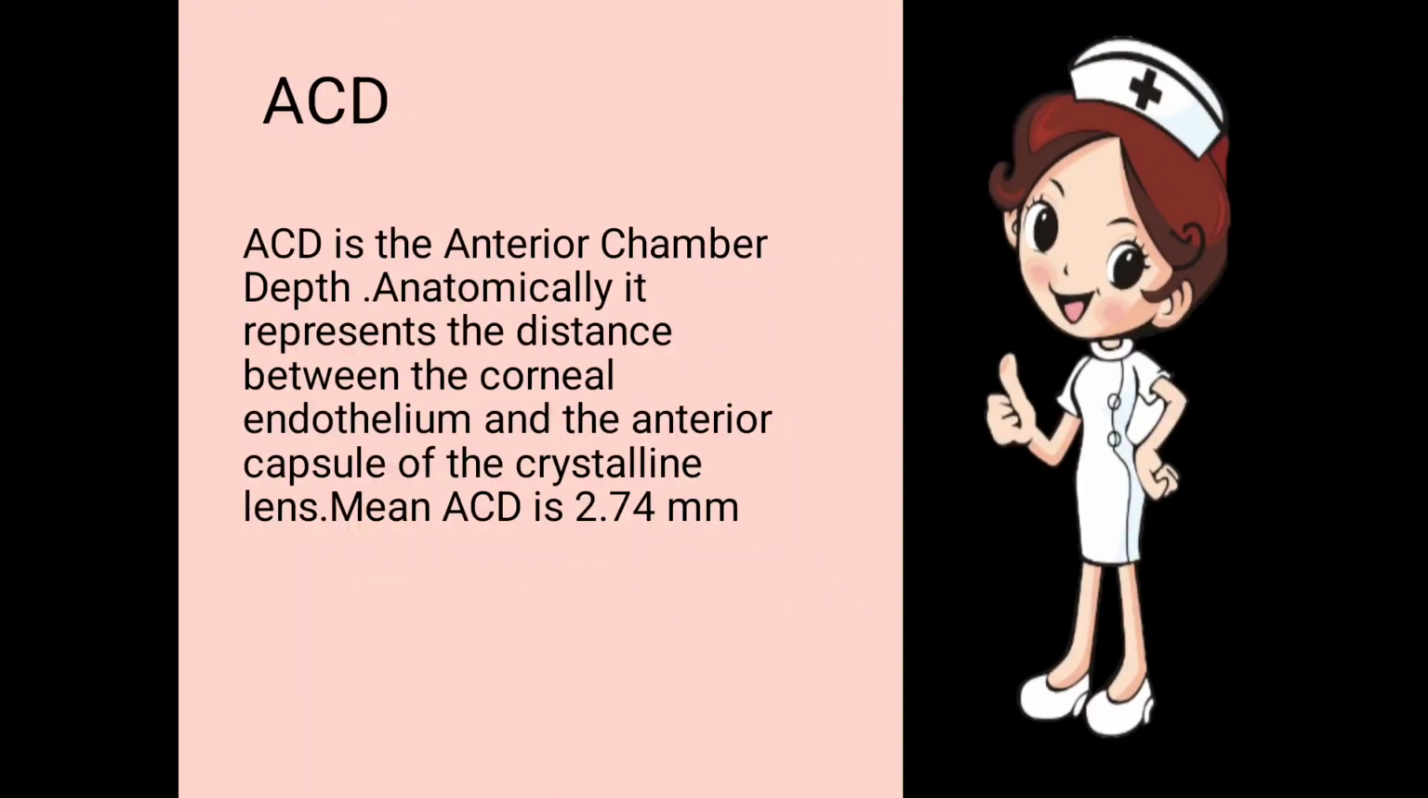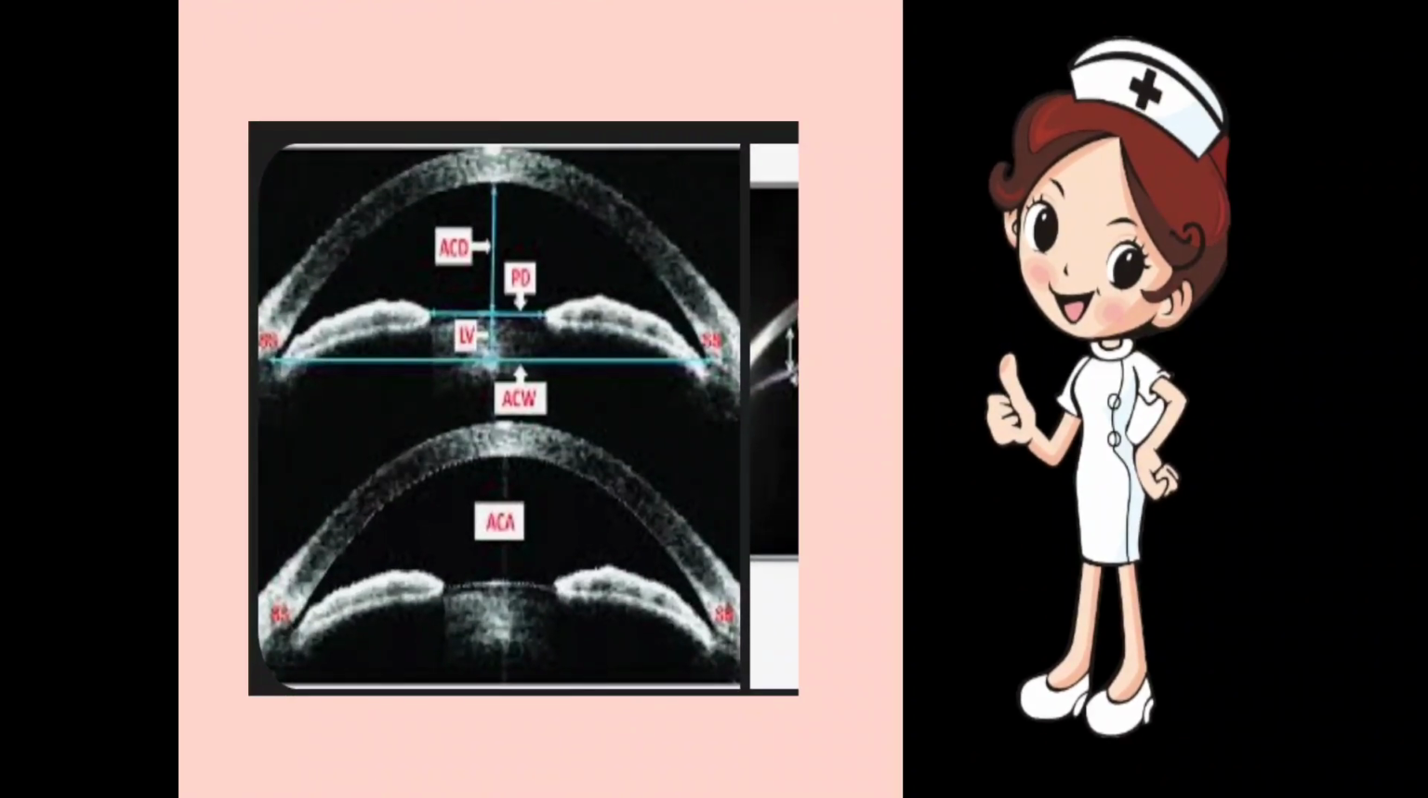ACD. ACD is basically the anterior chamber depth. Anatomically, it represents the distance between the corneal endothelium and the anterior capsule of the crystalline lens. Mean ACD is 2.74 mm. ACD stands for anterior chamber depth. So it is the distance from the endothelium of the cornea to the starting part of the lens.